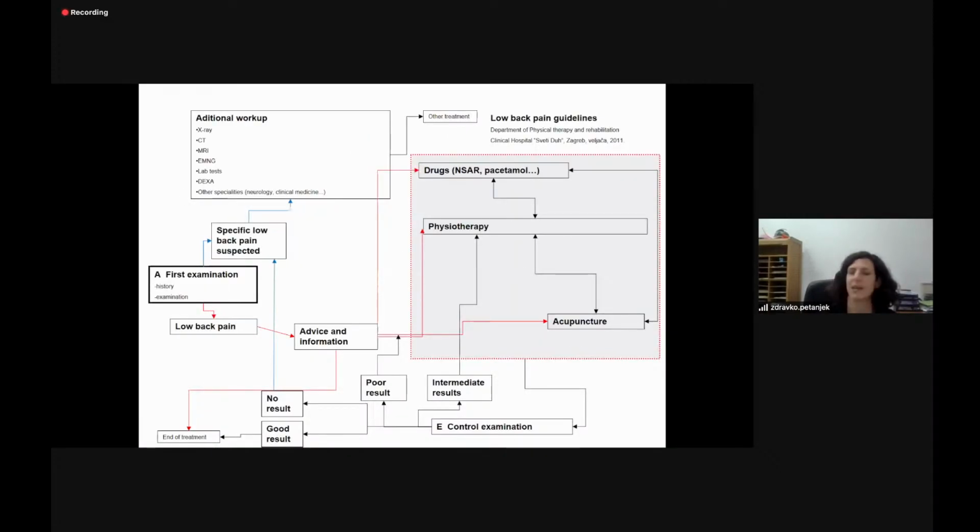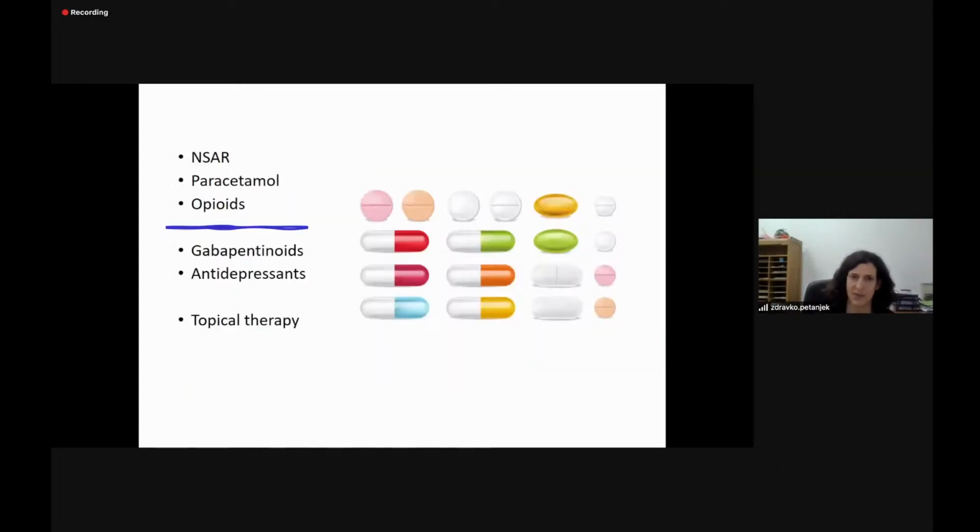We have some standard guidelines for the way we treat patients and the way we address their problems step by step. First, we try to remove the pain, not the cause, but the pain itself. And we start with drugs, of course. What's recommended as first-line drugs are non-steroidal anti-rheumatic drugs.